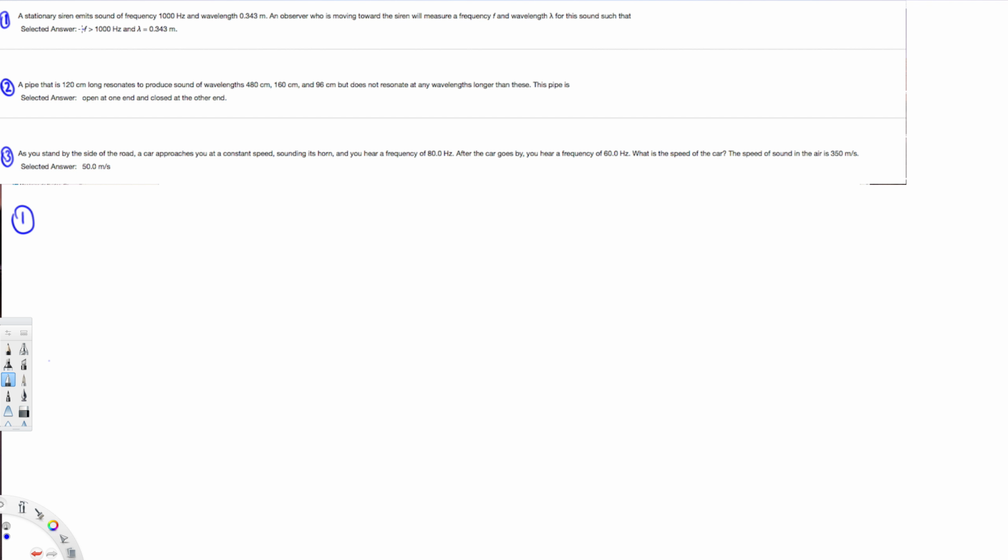First of all, let's draw this diagram. We have a siren emitting sounds right here, and let's put the wave like this. The wave of the sound goes like this, and a man moves toward this siren. He's moving toward it. What's going to happen to the frequency?